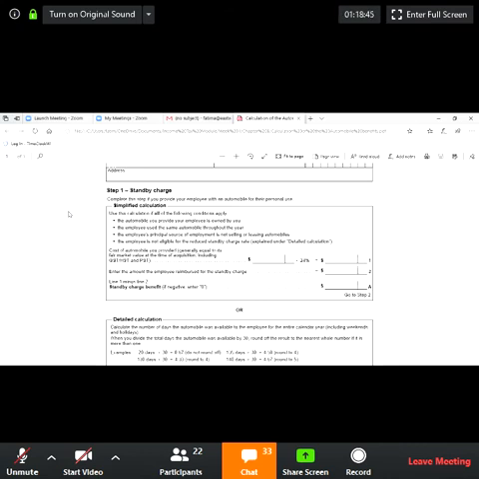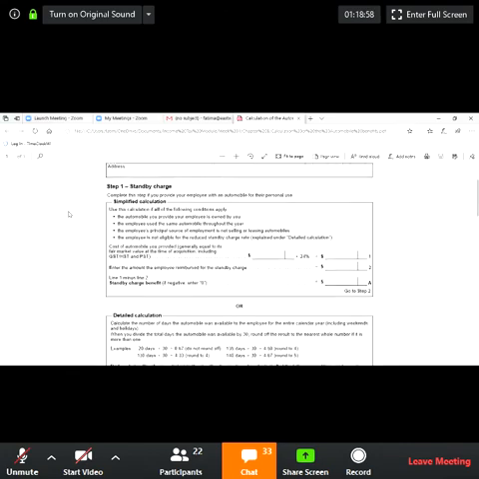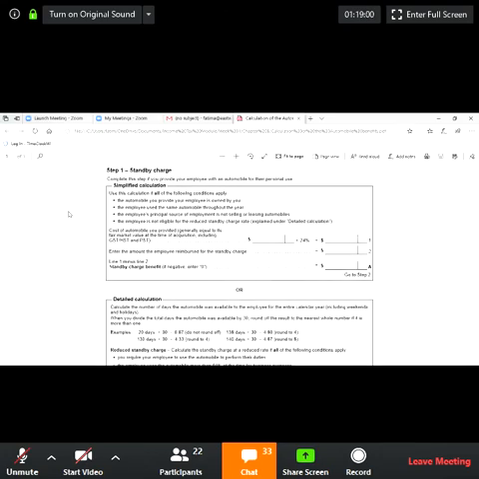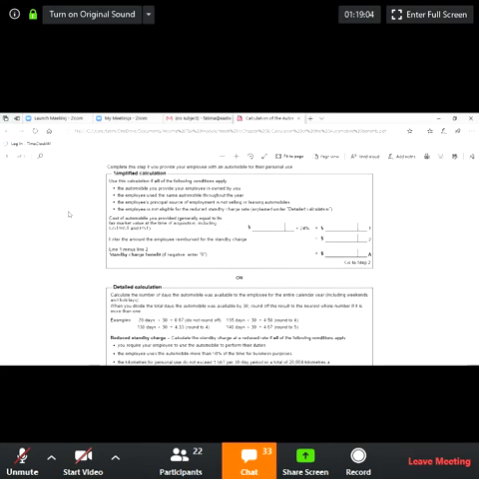Complete this step if you provide your employee with an automobile for their personal use. For their personal use. Okay, guys, be mindful about it. Not for employment purpose, but for their personal use. There are two methods which can be used: simplified calculation and detailed calculation. Generally, simplified calculation can only be used if it satisfies all the conditions mentioned. So use this calculation if all of the following conditions apply.